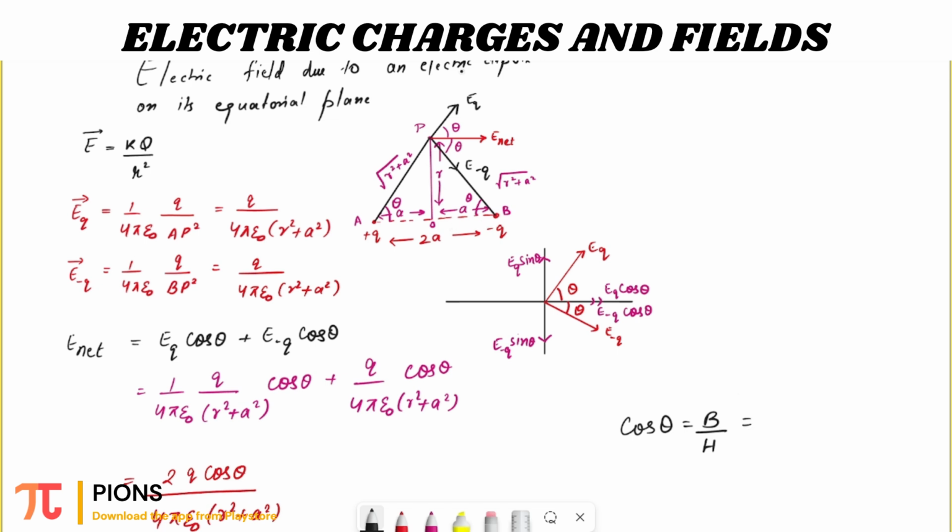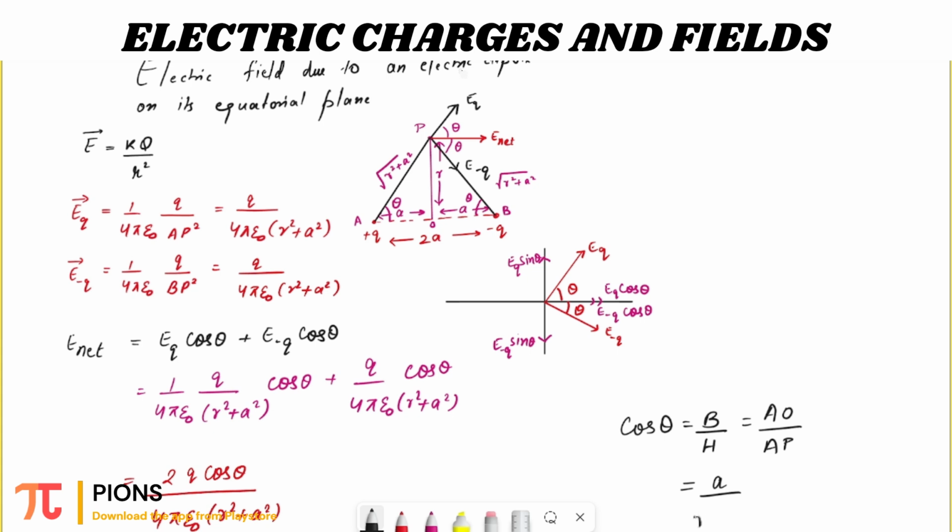I am choosing the first one. You can choose the second one, you will get the same result. So base is AO and hypotenuse is AP. If you are choosing the second triangle, it will be BO upon BP. That will be similar.